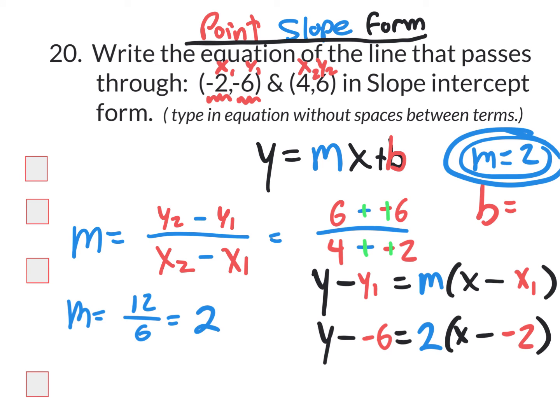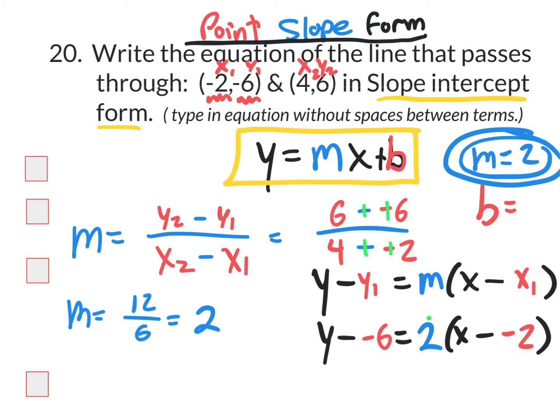So it says write the equation of the line that passes through those 2 points in slope-intercept form. If they would have said point-slope form, then this would be good. But we know that they want it in slope-intercept form, and that's this guy right here. So does this guy, which is in point-slope form, look like that guy? Absolutely not. But we could actually change it by doing some math.